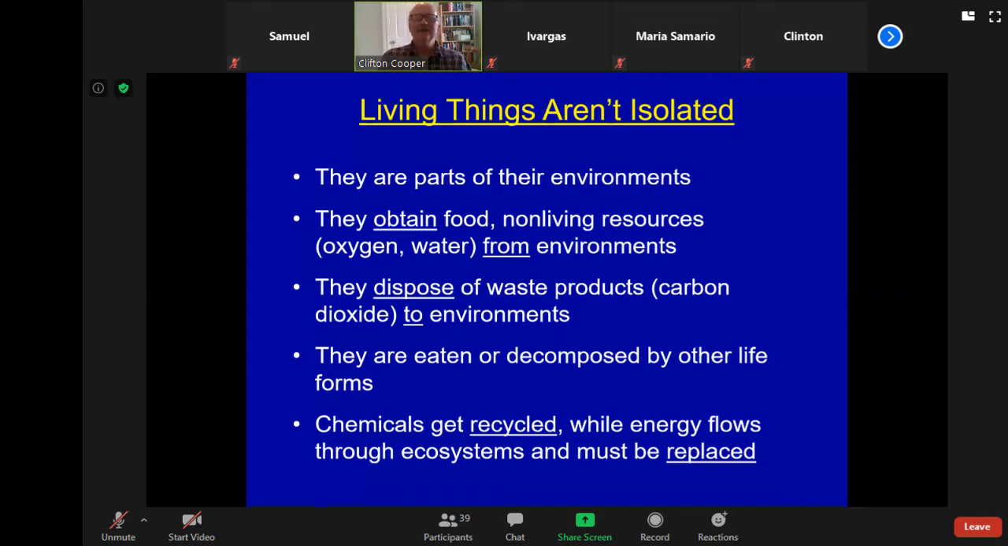And what happens is that your chemicals get recycled, the atoms, the elements that we're made out of, those all get reused. Those atoms don't change. They will just change their arrangements with other atoms. Atoms will switch partners with other atoms, but the atoms themselves go on existing basically forever. But the energy does not. Energy flows through and constantly needs to be replaced.